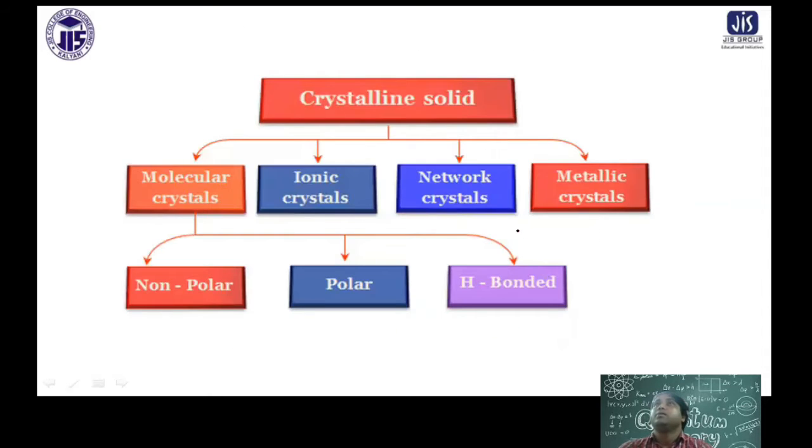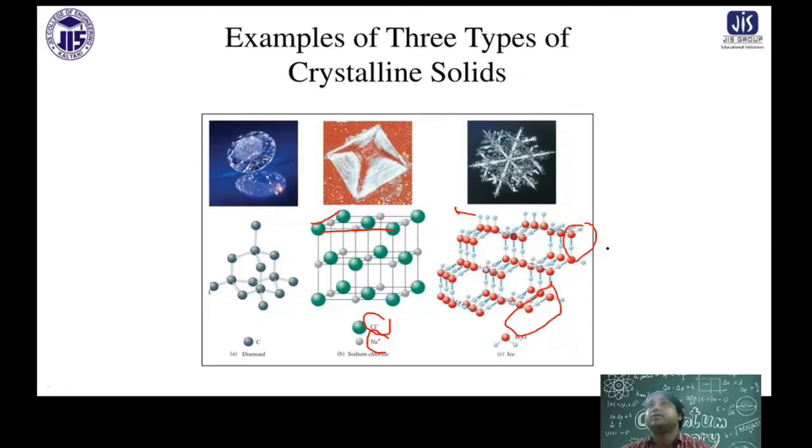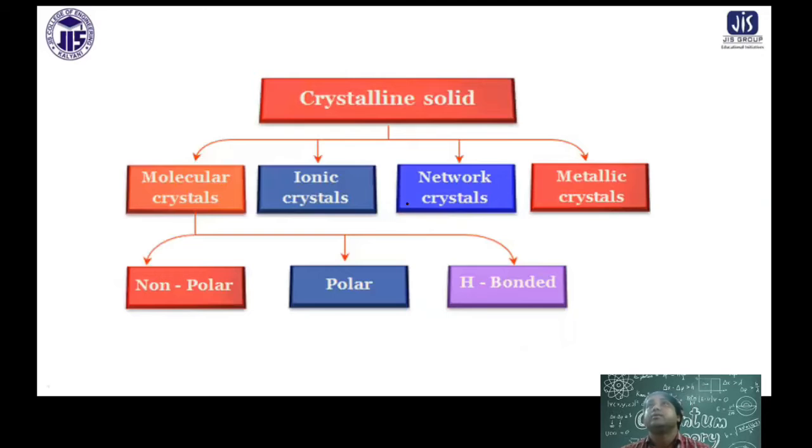So these are the various classes of crystalline solid. Molecular crystal, sodium chloride is an example of that. Ionic crystal, there is also Na plus Cl minus. Network crystal and metallic crystal. Metallic crystal means they make metals. Molecular crystal means polar, non-polar, or hydrogen bonded.